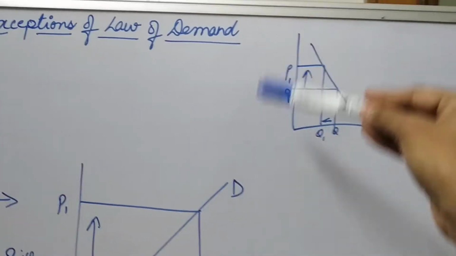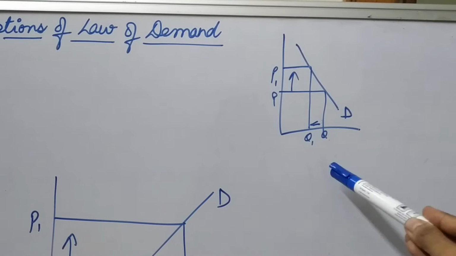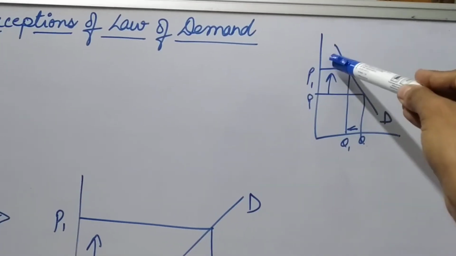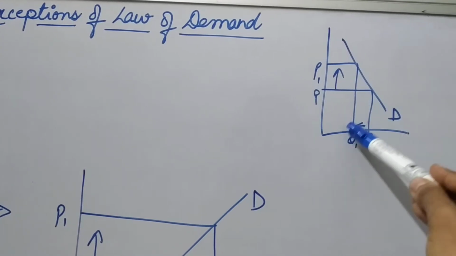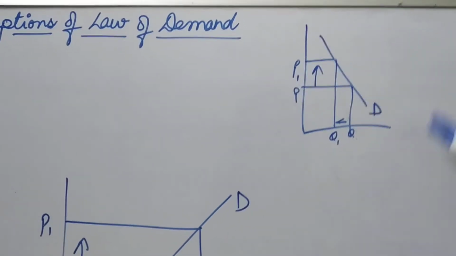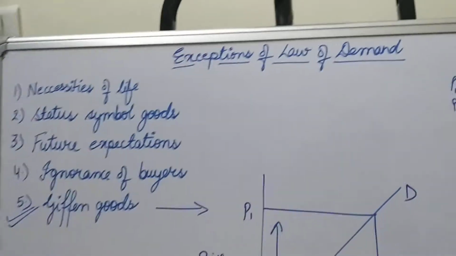This is the diagram which we have read: according to the law of demand, price has an inverse relationship with the quantity. If price increases, quantity decreases. If price decreases, quantity increases. This we have done. But today we are going to read the exceptional cases of the law of demand.